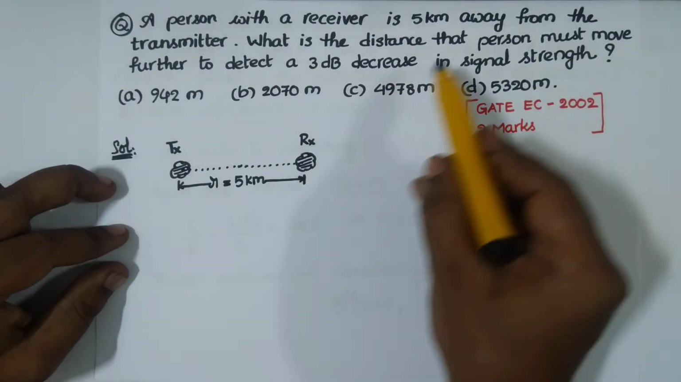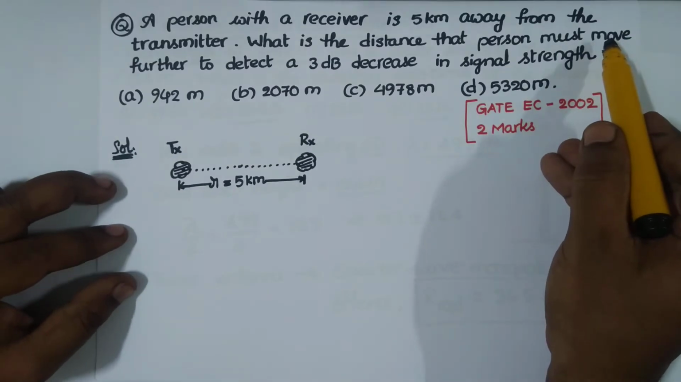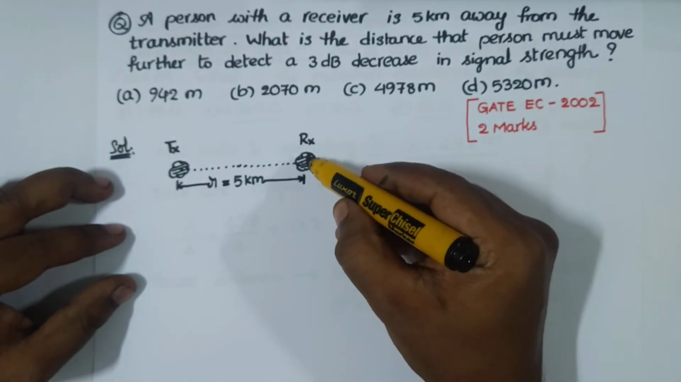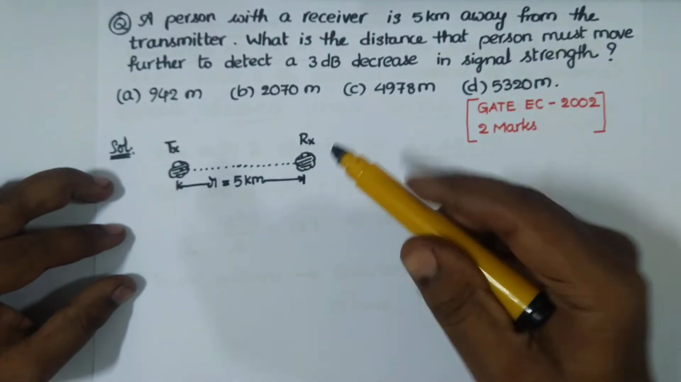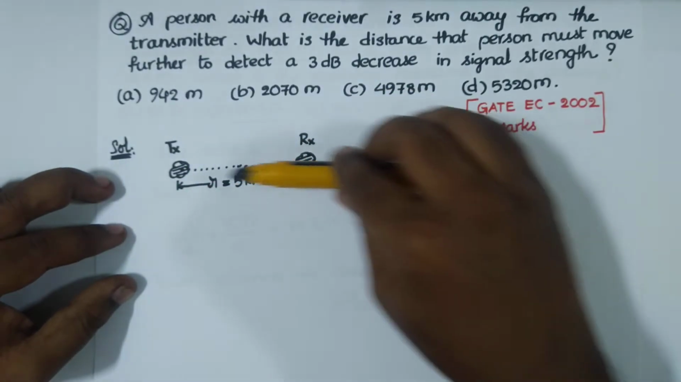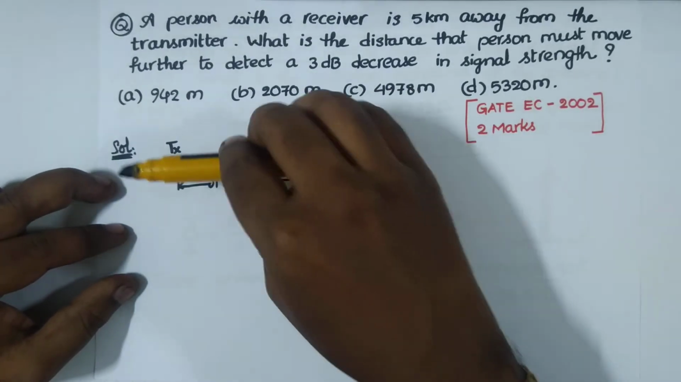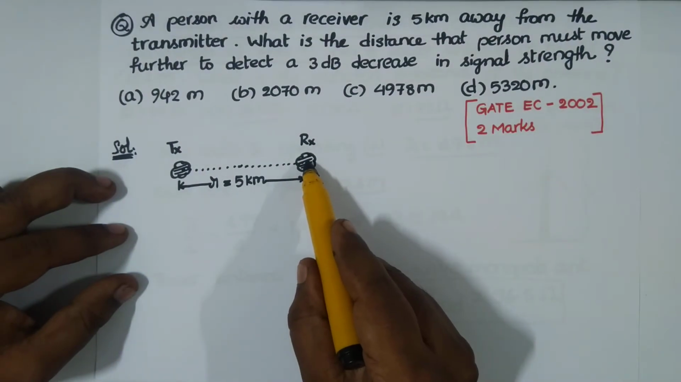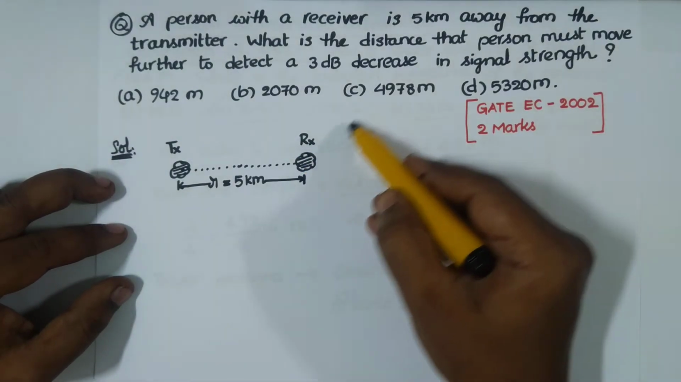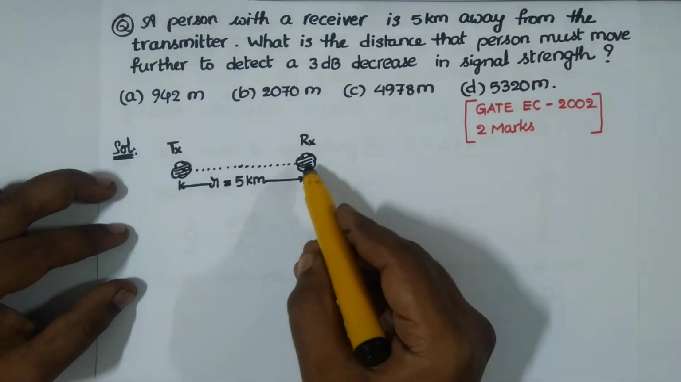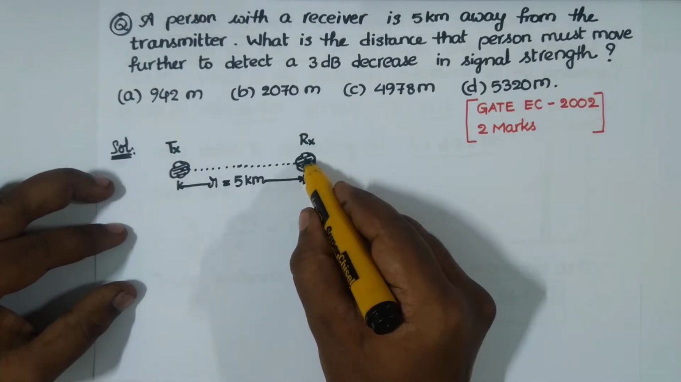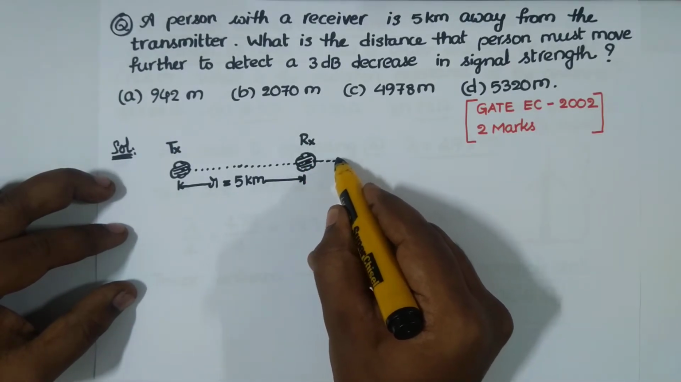Now what is the distance that person must move further to detect a 3 dB decrease in signal strength? If the person is trying to move towards the transmitter, he could not find any decrease in signal strength, right? So this fellow should move farther from this point, say towards the right. He could move this way or this way, but for now we will take movement along a straight line. So let's say this fellow is moving from here to here.